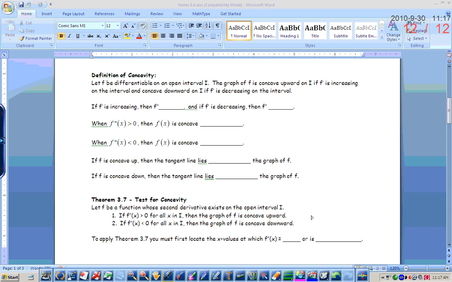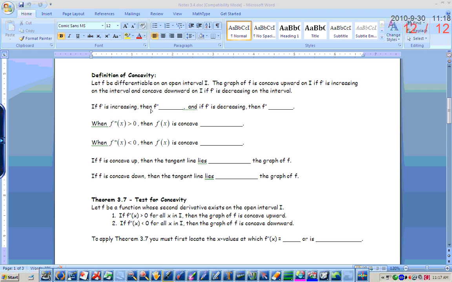All right, let's say that f is differentiable on some open interval. Then the graph is concave up if f prime is increasing, and f is concave down if f prime is decreasing. Now we're talking about f, f prime, concave up, concave down. That's a lot of things. So let's back up a little bit.